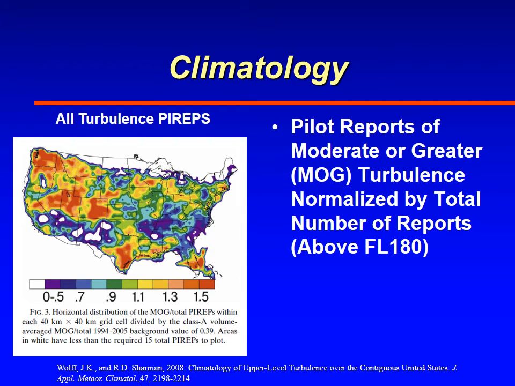And the areas of red show you where there is more turbulence above 18,000 feet. And you can see some areas of red are over Florida, over Texas, Colorado, even Wisconsin. And if you work your way into Utah and up west into the Pacific Northwest, you can see regions where there's a lot of clear turbulence, high incidence of turbulence at high altitudes.